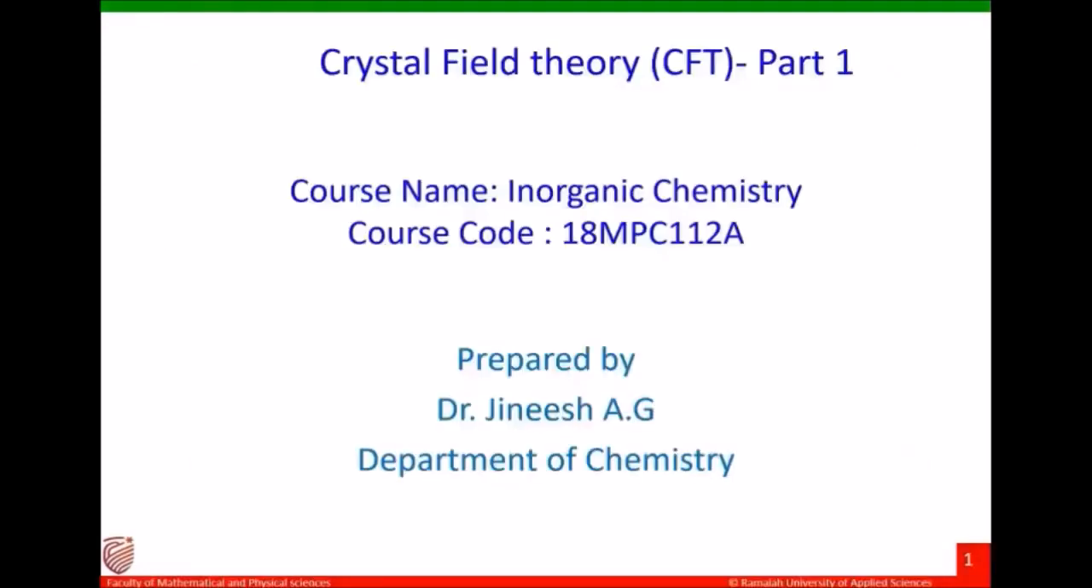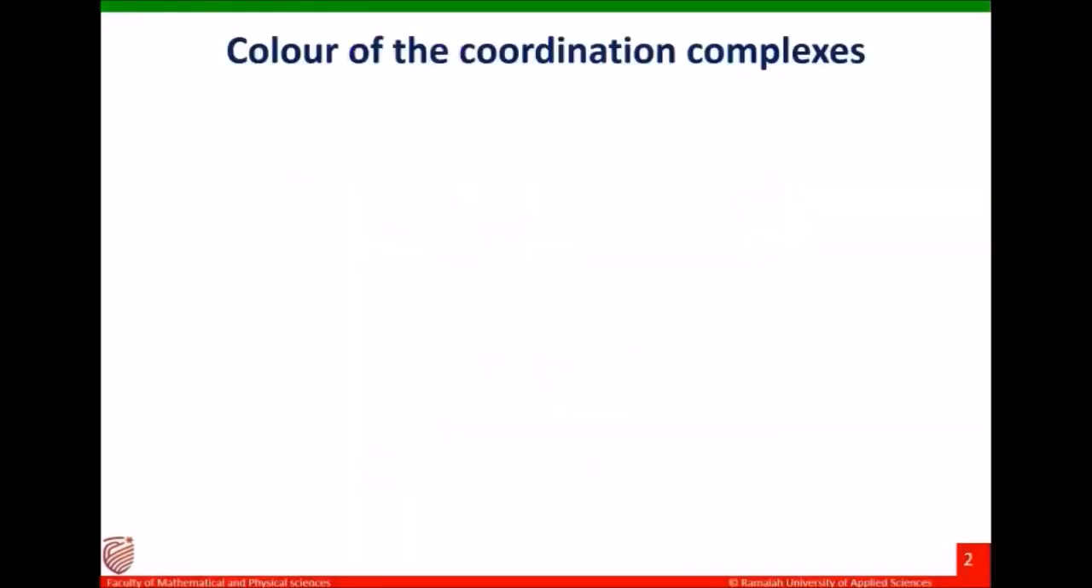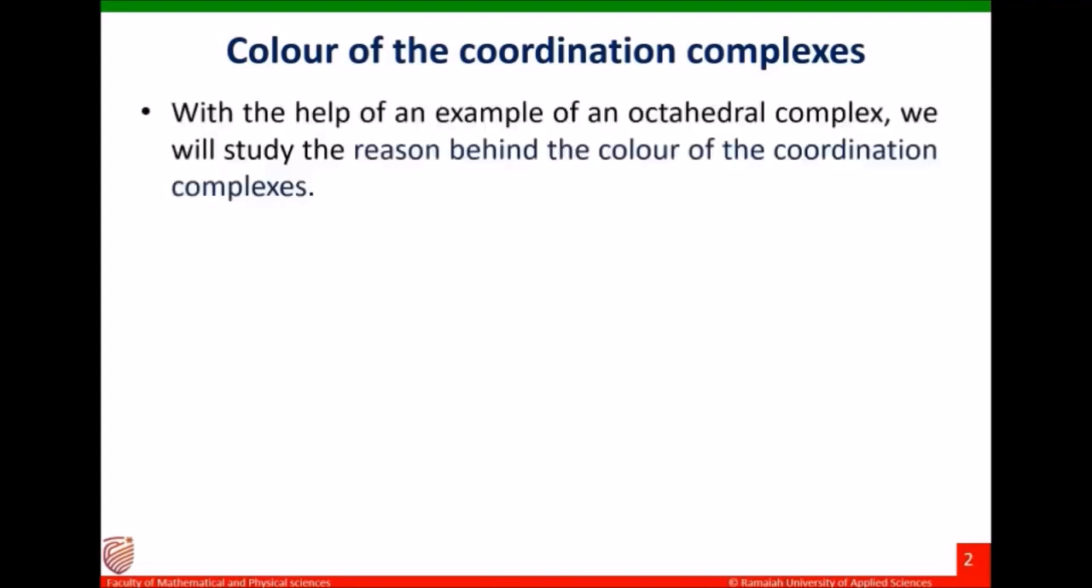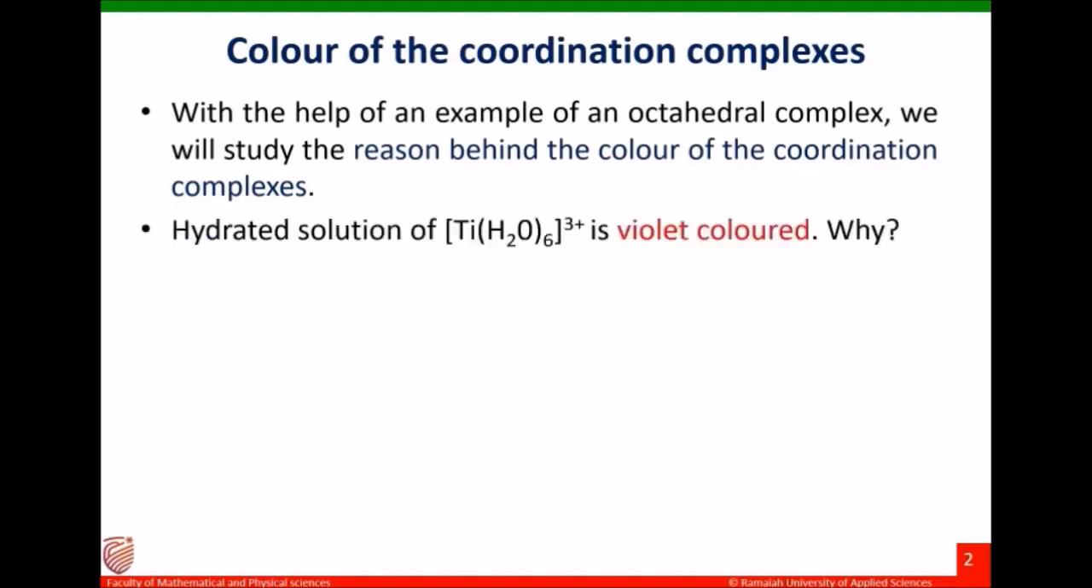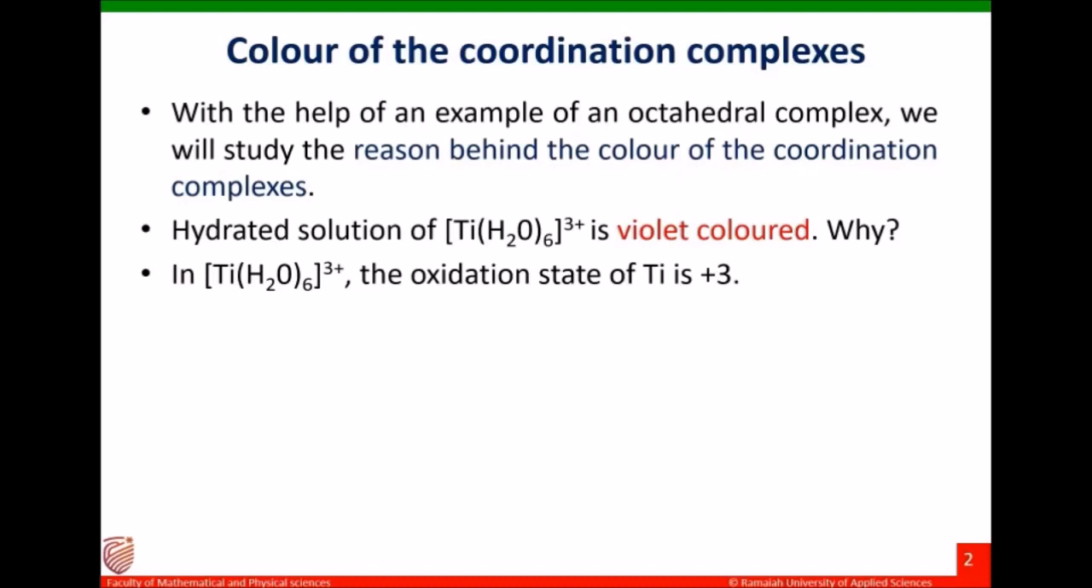In today's class, we will study about the color of the coordination complexes. We know that generally coordination complexes have colors. With the help of an example of an octahedral complex, we will study the reason behind the color of the coordination complexes. For example, hydrated solution of titanium [Ti(H2O)6]3+ is violet colored. Why? In titanium complex, the oxidation state of titanium is +3.